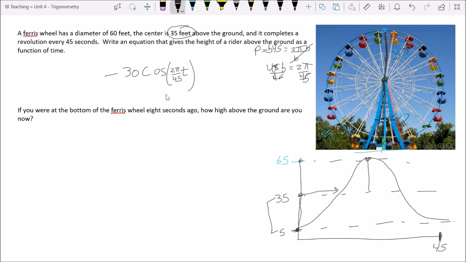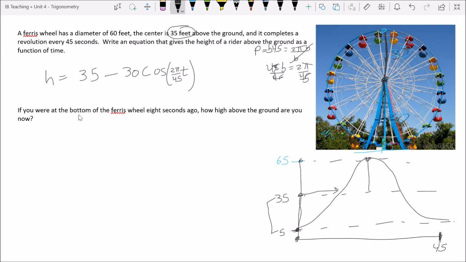times t. Let's see, does that capture everything we have? Not quite. We still need to shift this up from where the midline would have been 0. Now it's up at 35. So what I'm going to do is put a 35 right there. That then shifts the function upward. So the height above the ground at any point in time is this equation, 35 minus 30 cosine of 2 pi over 45 times t.